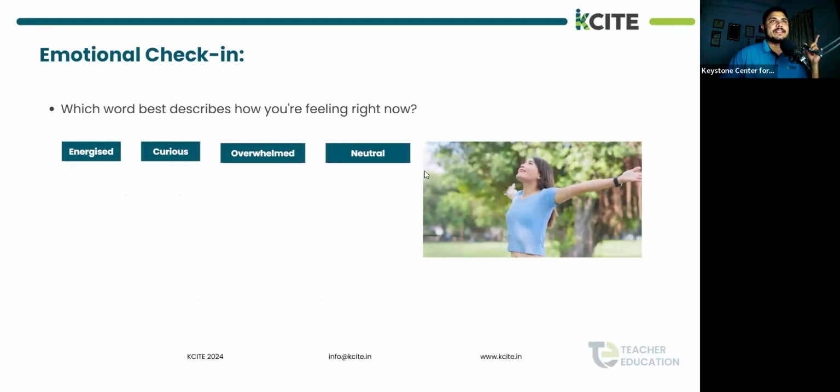Energized. Oh, I got it, Mr. Siddha. Thank you so much for saying that. Out of all these four words, which word describes how you're feeling right now? Thank you, Mr. Satya, for saying energized. I'm also getting the energy from you, even though you are sitting poles apart. Energized, curious.